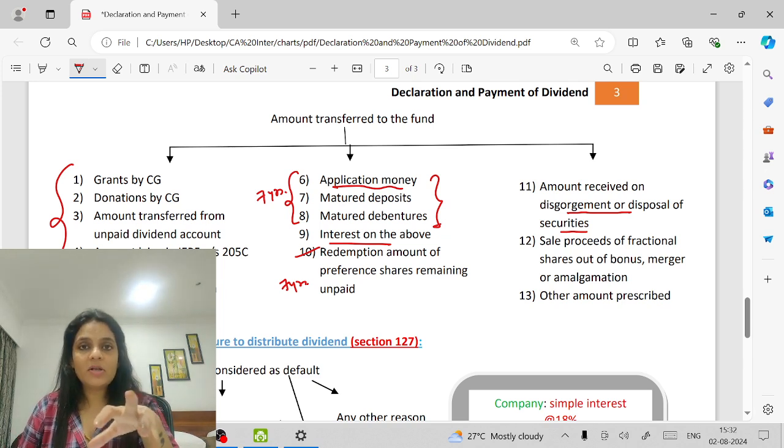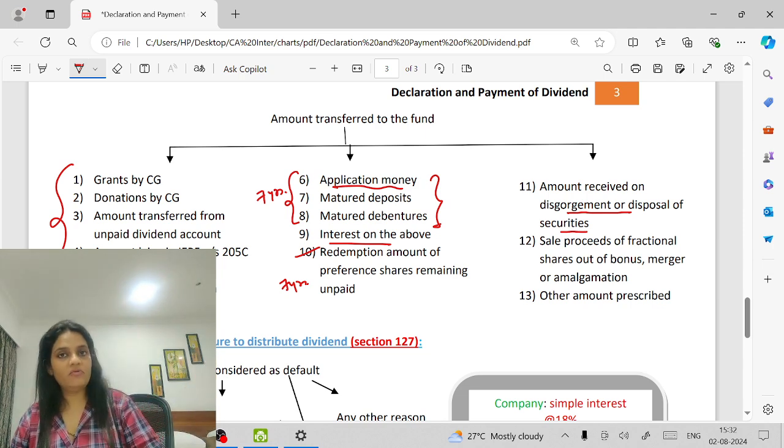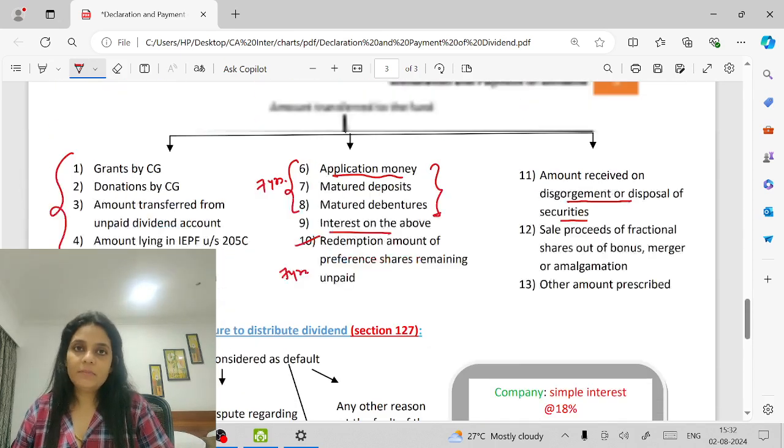So let's say amalgamation has happened. For every 5 shares, you will get 1 share. 13 shares you have, so those 3 shares will be sold off. Now, if you don't claim the money of those 3 shares for 7 years, it will be transferred to the Investors Education and Protection Fund, and any other amount given.